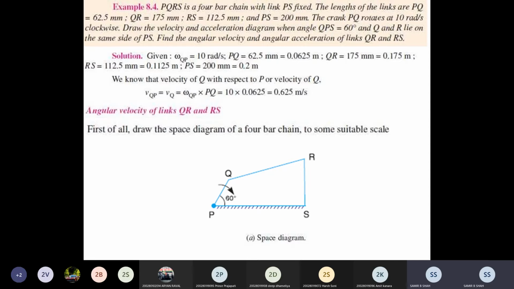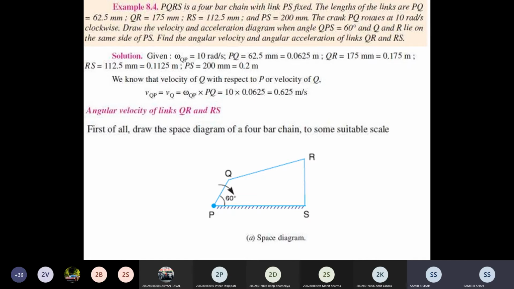Now, whatever is given to you, first we mention that 10 radian per second means omega QP or omega PQ is equal to 10 radian per second. The length PQ is 62.5 mm. Please take the scale as per your convenience. You may take 1 gem 2 also or 1 gem 1.